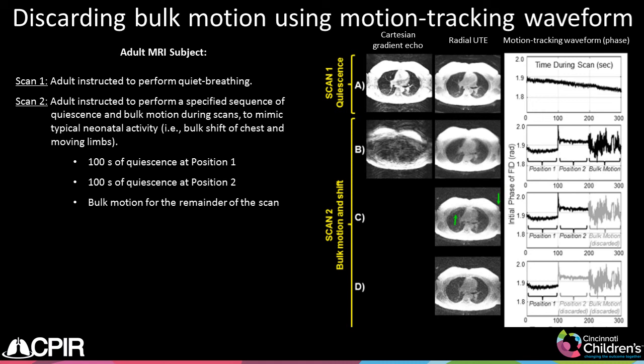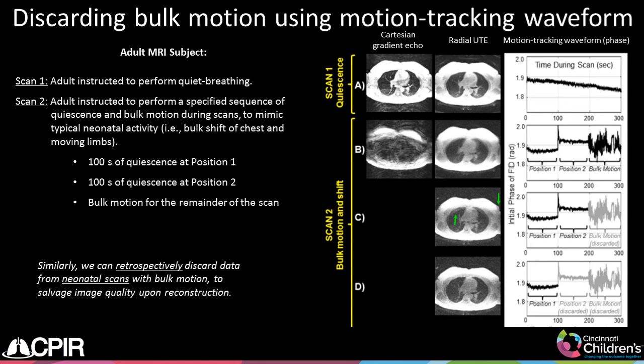We can further reconstruct UTE images using only data from position 1, again shown in black. These images demonstrate further decreased parenchymal signal-to-noise, but a clear increase in structural detail as compared with UTE images reconstructed with the motion corrupt data. We can perform similar processing of bulk motion for UTE scans with non-compliant infants.